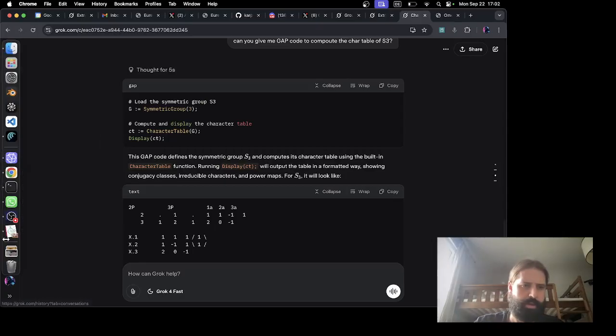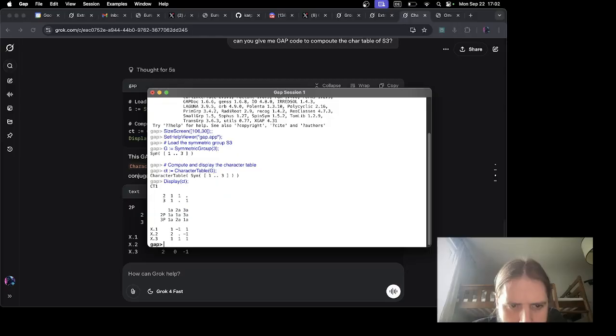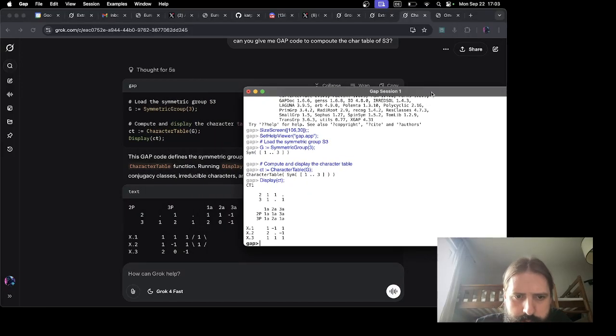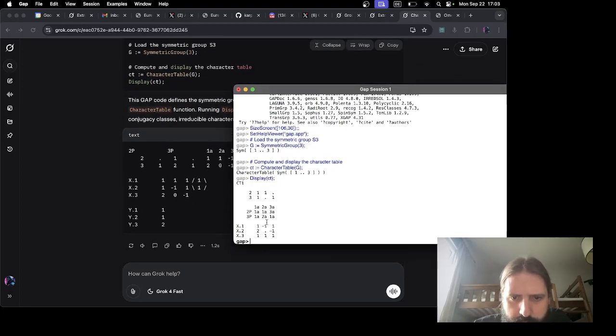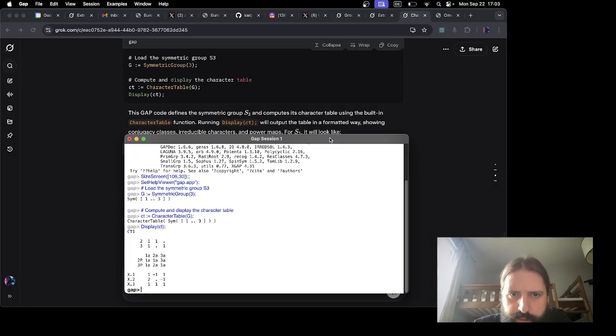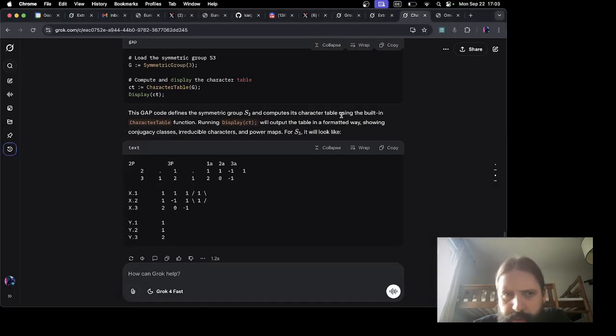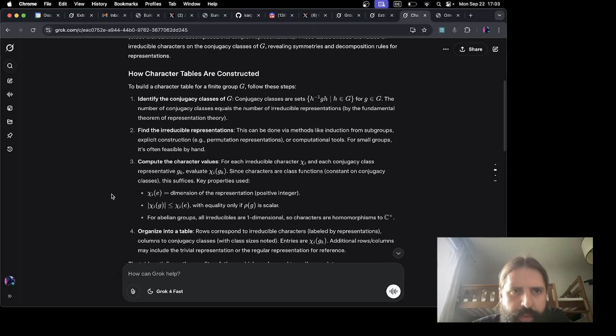Okay. So it's not exactly that, but it has output. It defines the symmetric group S3 and computes its character table using the built-in character function. Okay. But let's understand that better.